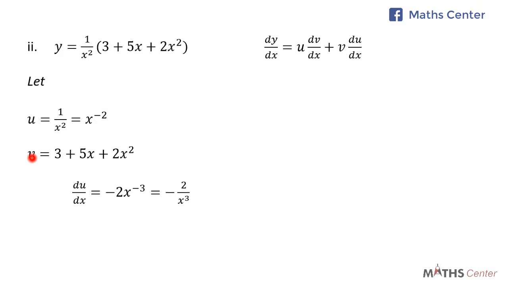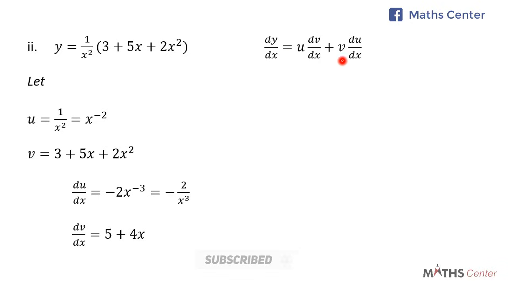Now let's find dv dx. We will differentiate each term. When you differentiate 3, it's a constant, so you get 0. You differentiate 5x, because it's of the form ax, the x will be gone, you'll be left with a, which is the coefficient. So here, you differentiate 5x, you get 5. When you differentiate 2x squared, the 2 will drop and multiply the exponent on x, which is 2, reduced by 1, so you have 4x. So the dv dx will be equal to 5 plus 4x.